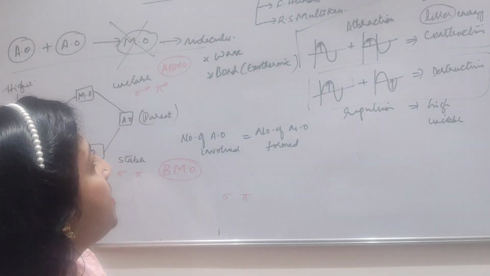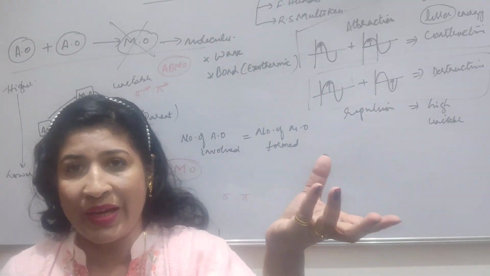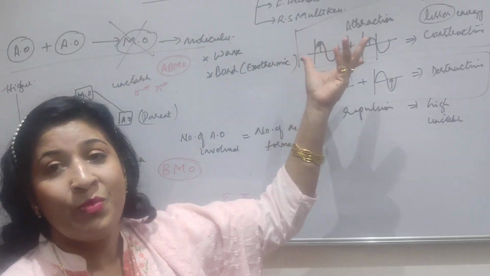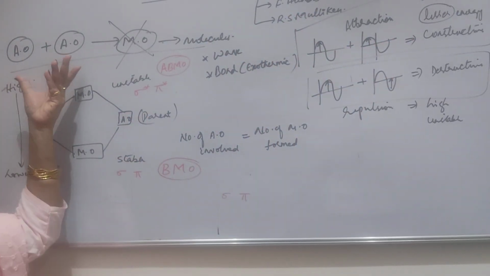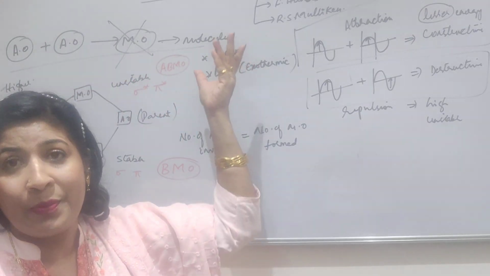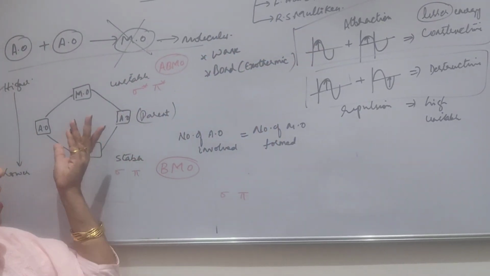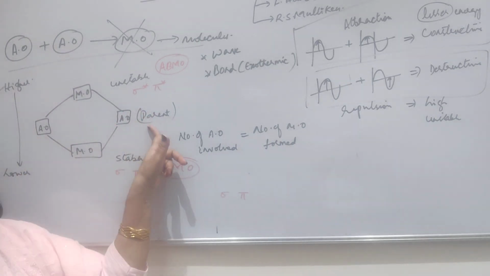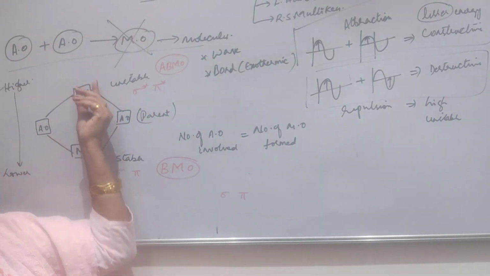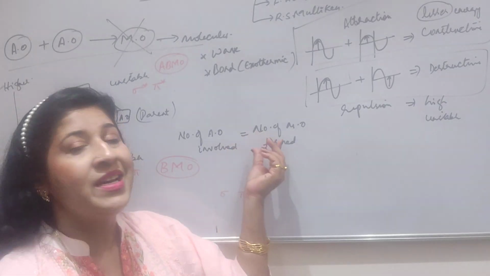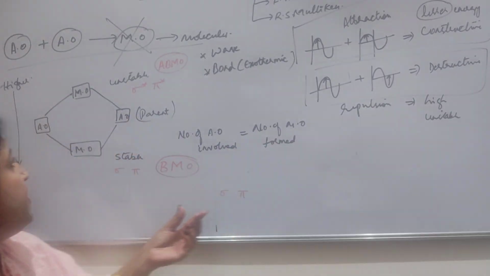If this is clear, let's have a quick recap. Molecular orbital theory was given by F. Hund and R.S. Mulliken, and in this, two atomic orbitals combine to form a molecular orbital, which in turn forms a molecule. Now, in this, the atomic orbitals combine. This is the parent atomic orbital. They combine together to form molecular orbitals. The number of atomic orbitals involved is equal to the number of molecular orbitals formed.